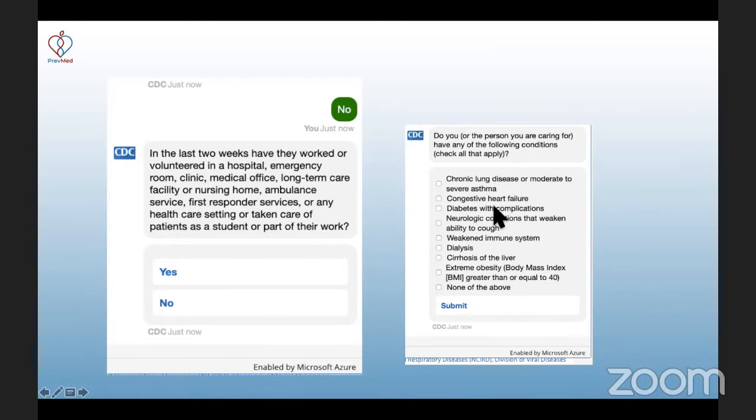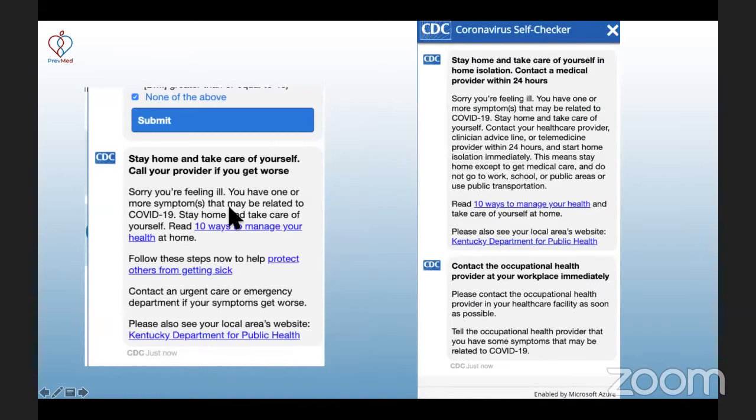Chronic lung disease, congestive heart failure, diabetes with complications, neurologic conditions, weakened immune system, dialysis, cirrhosis, etc. So I said none of the above. So what does it tell me? Stay home and take care of yourself. Call your provider if you get worse. Sorry you're feeling ill. You have one or more symptoms that may be related to COVID-19. Stay home, take care of yourself, read 10 ways to manage your health at home. Follow these steps to help protect others from getting sick.